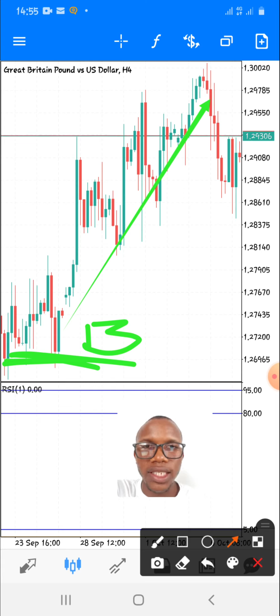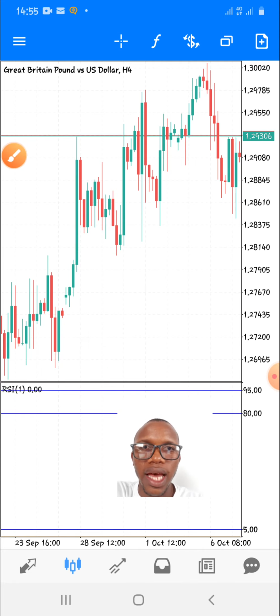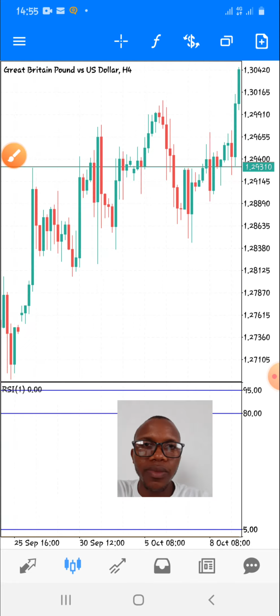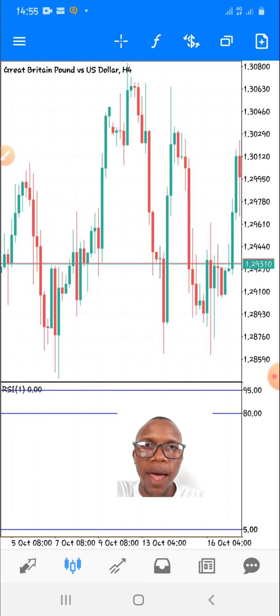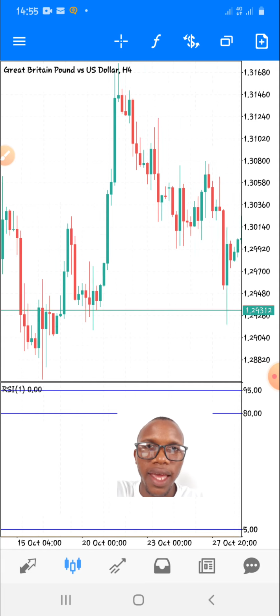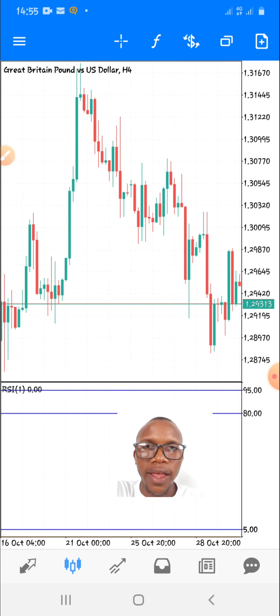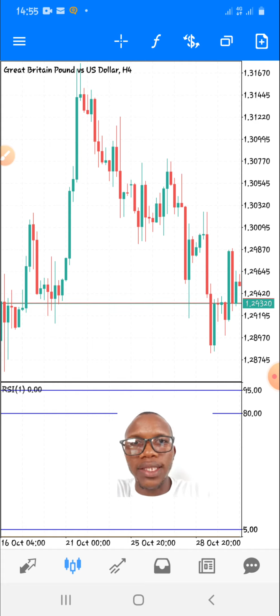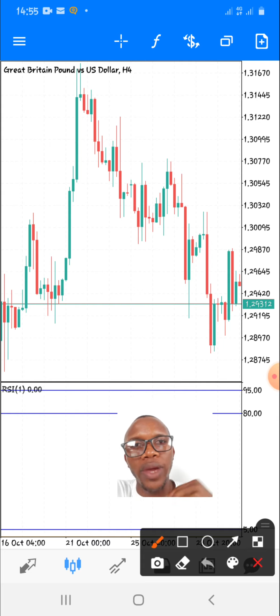So in this case, I've talked about the higher high and the lower high. Now let's talk about the lower high and the lower low. If you observe the price, it's been going higher, it's been going up.